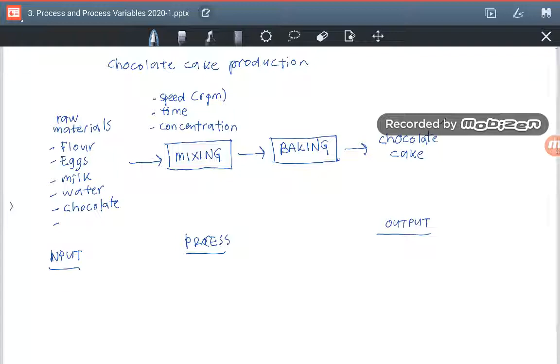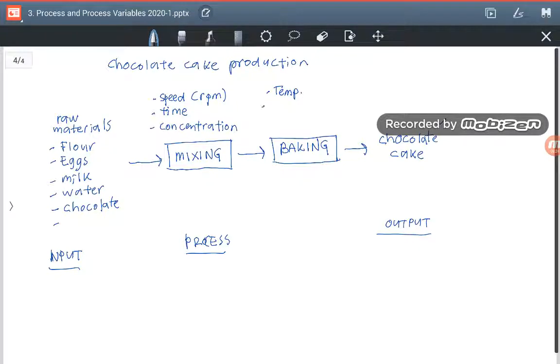Such as how dilute your mixture, how dilute your ingredient that you want to make, or how dense it will be. So it's related to concentration. And for baking, of course, it will relate to the temperature. What temperature do you normally use in order to bake a cake? 180 degrees C, 200 degrees C, it's up to the process engineer to decide.